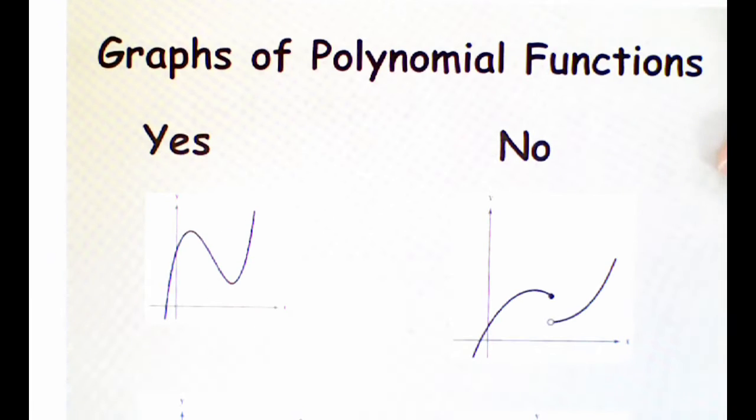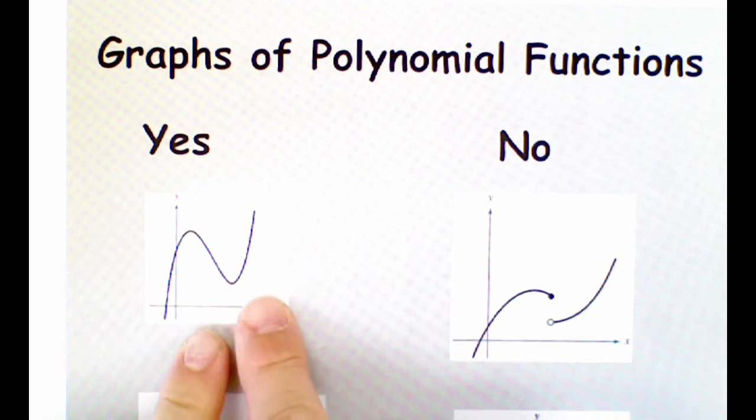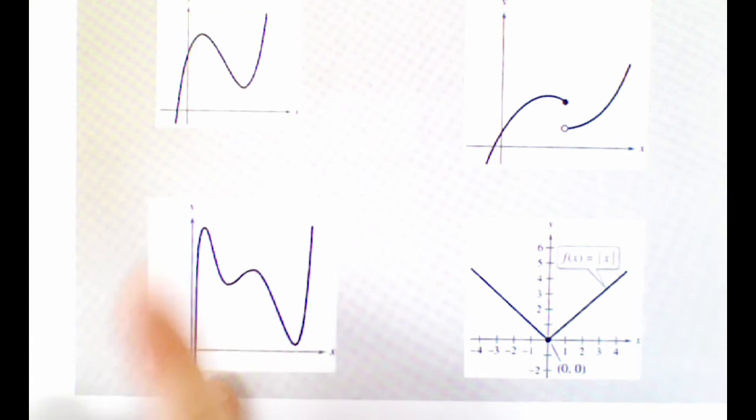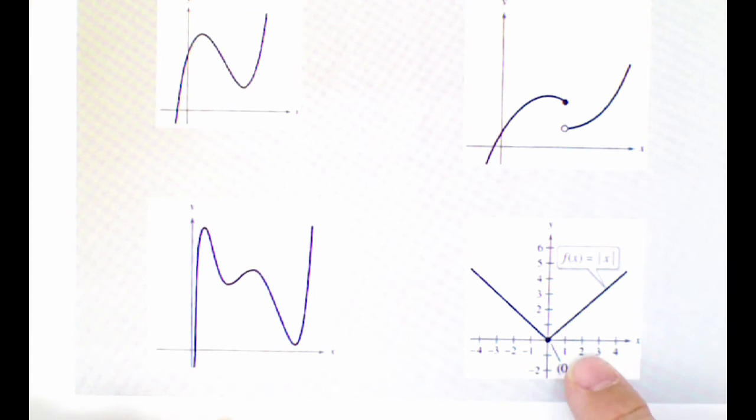So graphs of polynomial functions. This one here is a polynomial. It has smooth, rounded corners. This one is not because there's a gap in it down here. This one is a polynomial. It's got smooth, rounded corners. This one is not a polynomial, it's the absolute value of x, because there's a sharp turn.